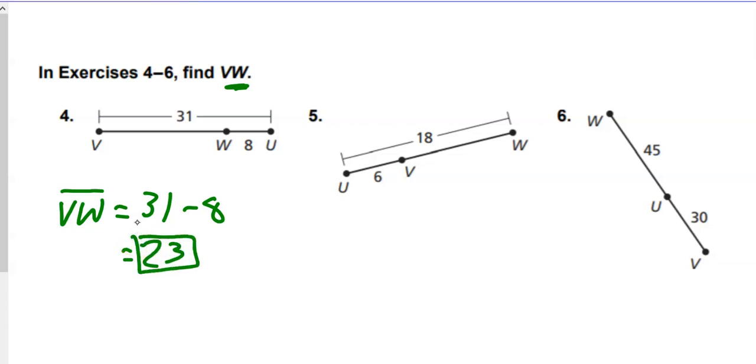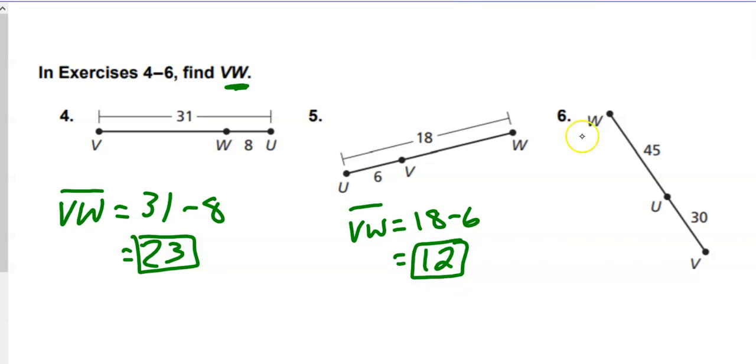Okay. Same idea here with number 5. They give us the larger amount and the smaller portion. We only know a portion of it is 6. So VW would be the larger portion, 18, minus the smaller portion, 6. So that would give us 12.